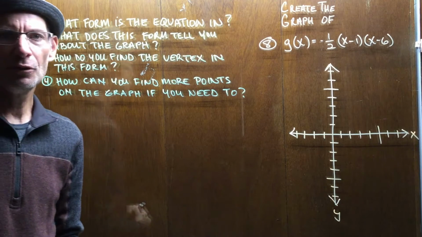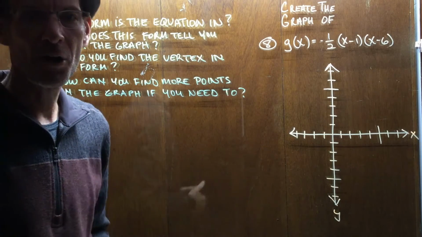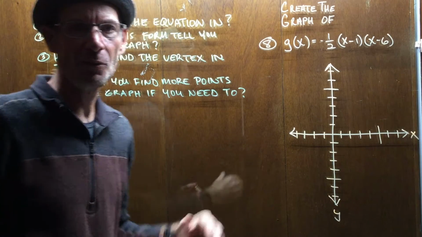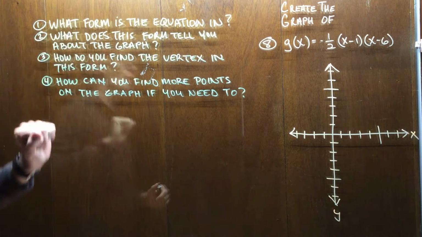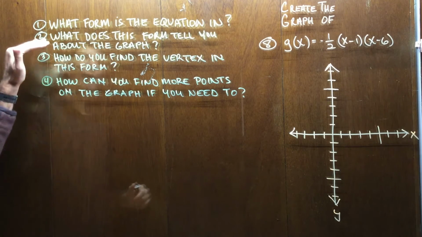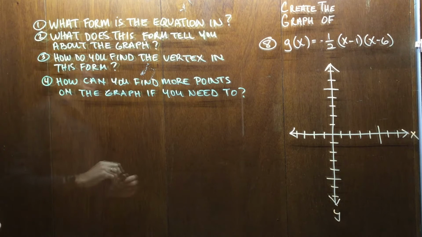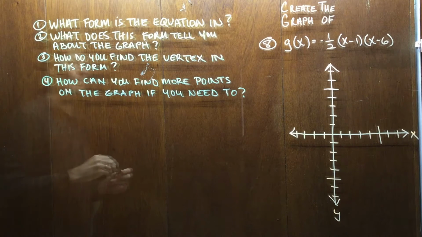Hello Math 2 students. Today we're going to graph this quadratic function, but on our way to graphing this quadratic function we're going to answer these four questions. What form is the equation in? What does the form tell you about the graph? How do you find the vertex in this form? And how can you find more points on the graph if you need to?